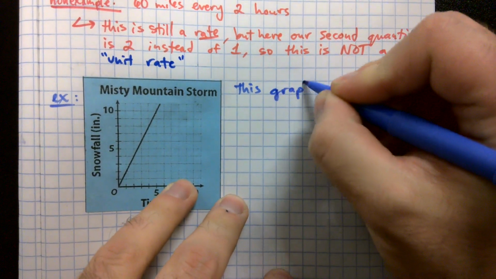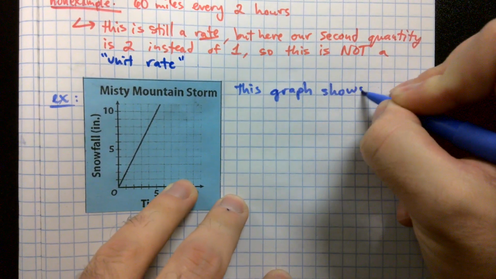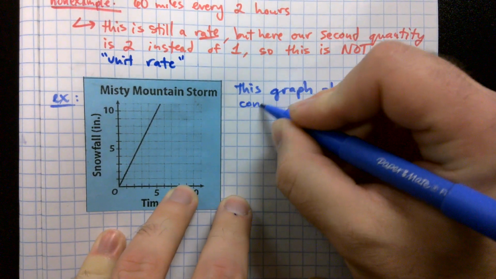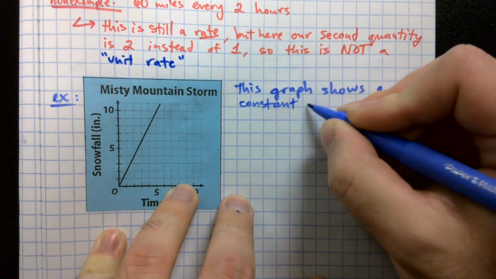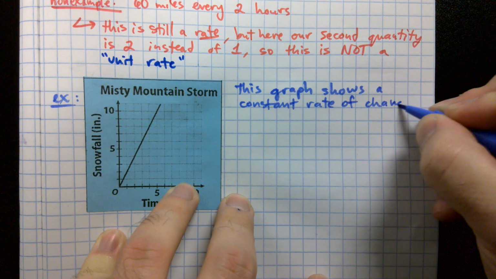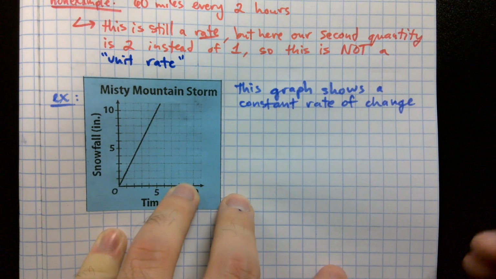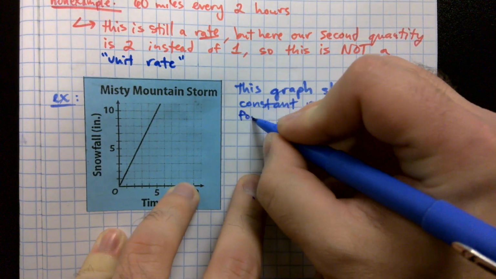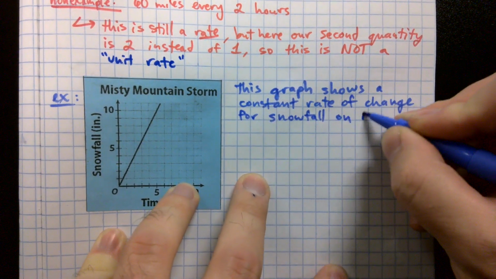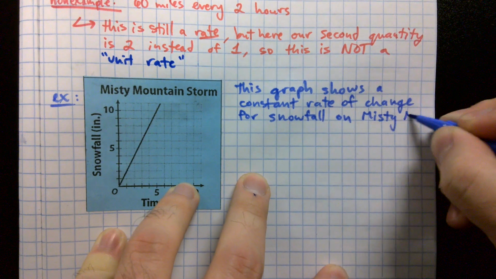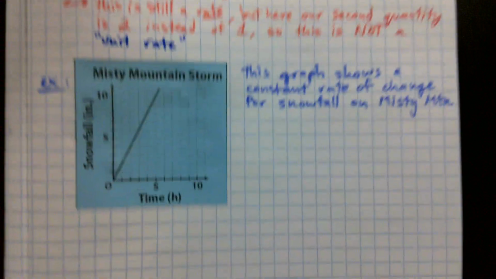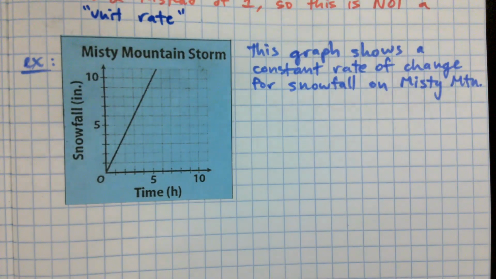So this graph here shows a constant rate of change. You're going to hear that phrase a lot over the next 4 years. Constant rate of change for snowfall on Misty Mountain. And I'm going to abbreviate the word mountain with MTN because I ran out of space.